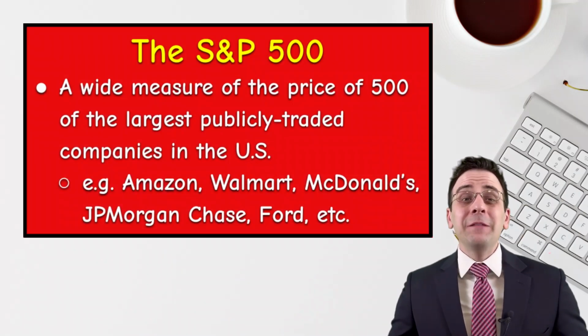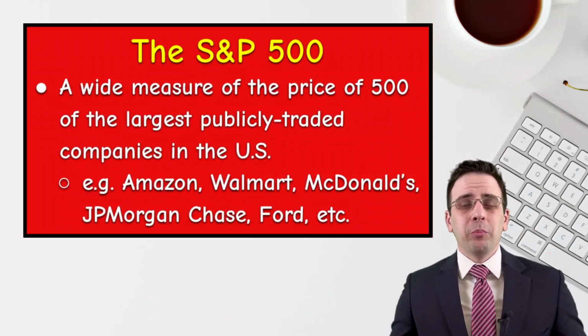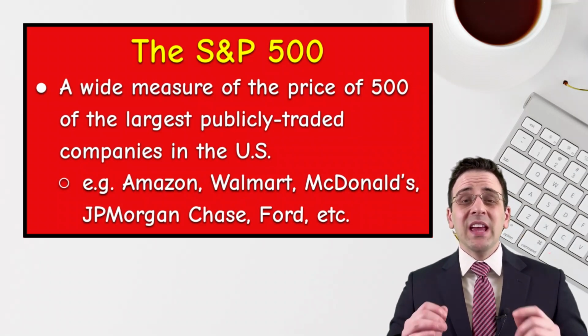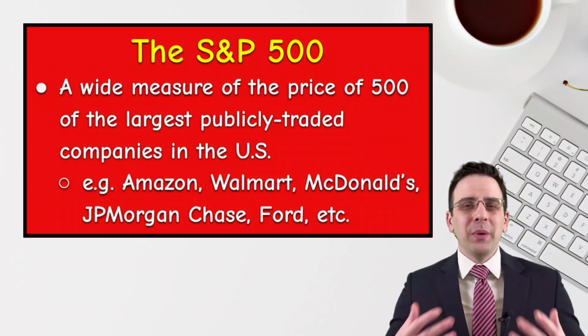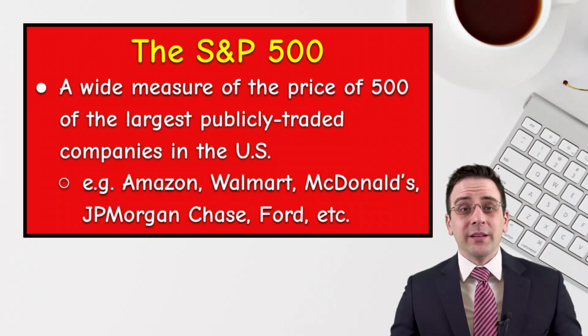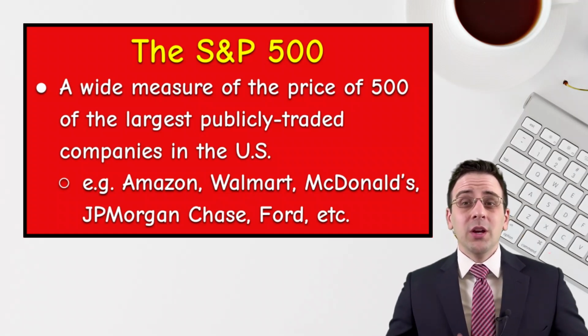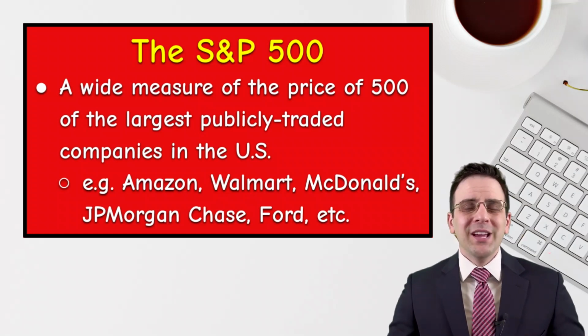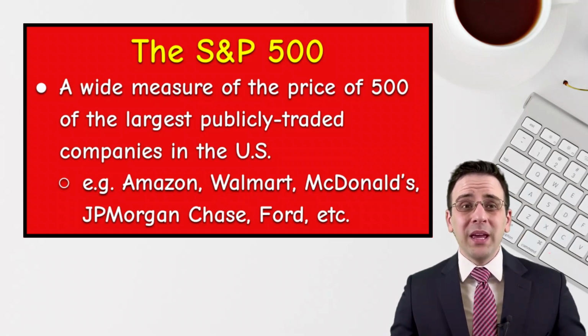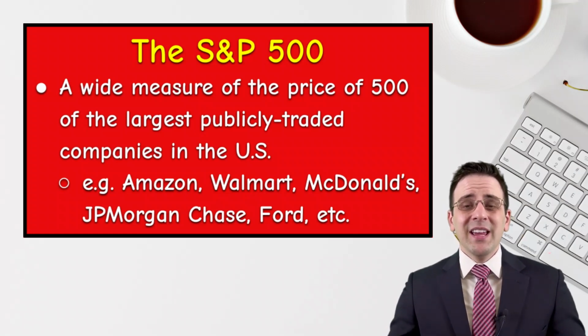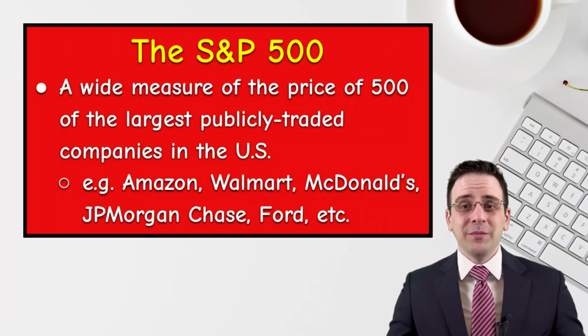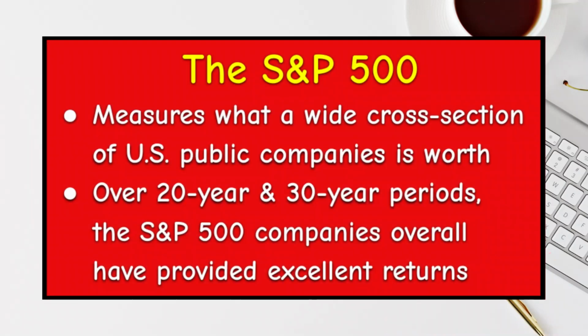The S&P 500 measures the price of 500 of the largest publicly traded companies in the US. Think of the biggest companies: Amazon, Walmart, McDonald's, JP Morgan, Ford. Chances are, if you think of a big company in the United States, it probably falls in the S&P 500. What this index does is attempt to capture what a very large cross-section of public companies is worth.